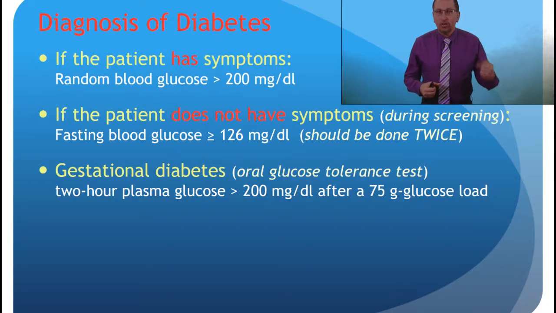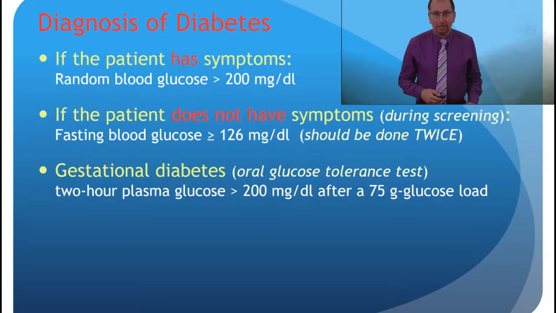We get your fasting blood glucose and then we give you a very sugary syrup to drink, and 2 hours later we measure your plasma glucose. If it is higher than 200 milligrams after a 75-gram glucose load, this is sufficient to diagnose diabetes. Again, as I said, now we only do it to diagnose gestational diabetes.